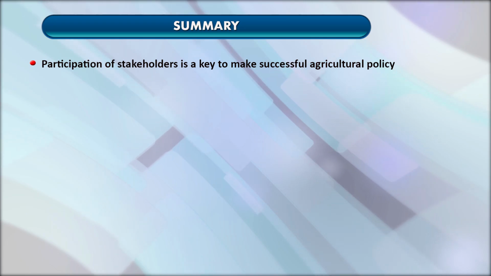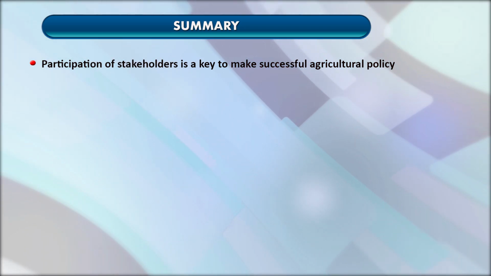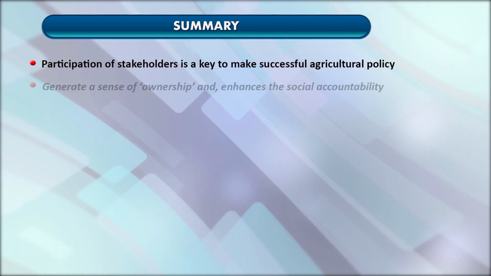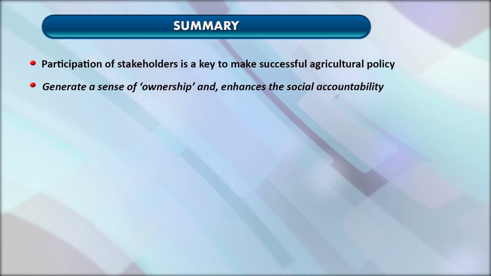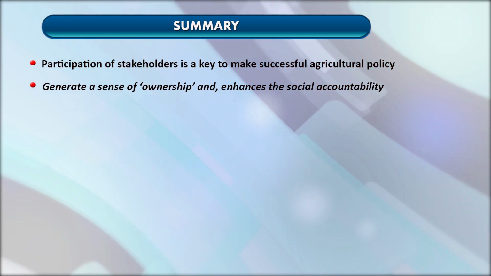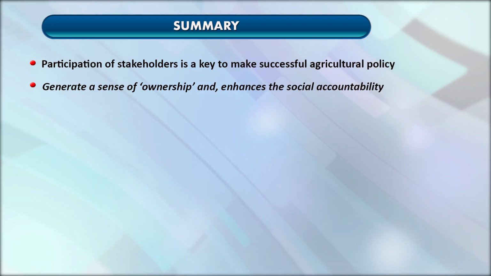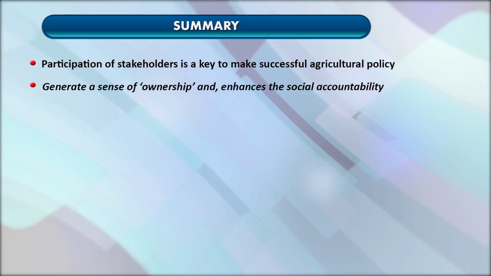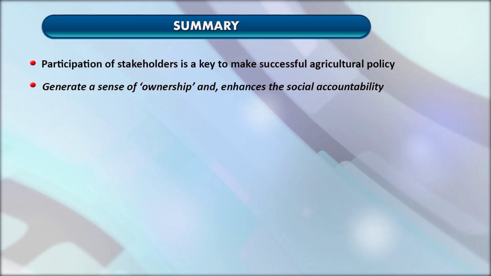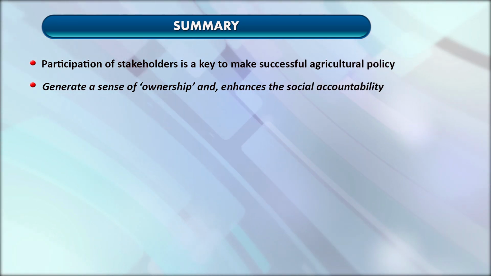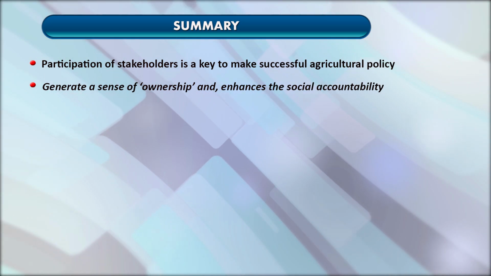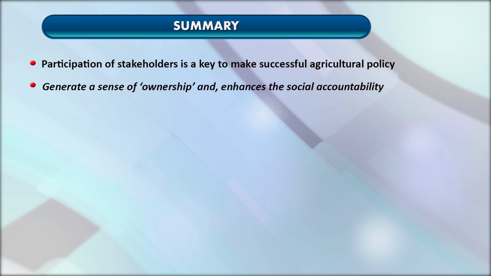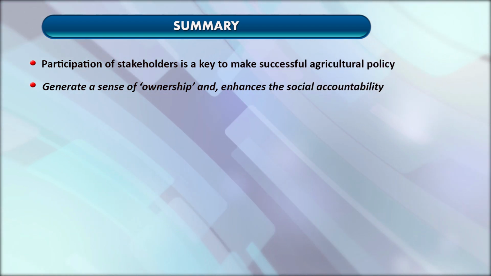Now we can sum up this session: the participation of the stakeholder is a key to making successful agriculture policy, and it helps generate a sense of ownership and enhances social accountability also. If the beneficiaries participate, they feel empowerment and belongingness in the policy process. So it also creates social accountability on the part of the policy making process on different stakeholders.